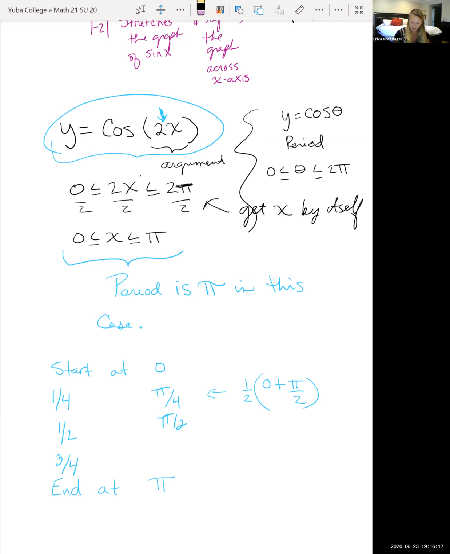If I want to figure out my 3/4 value, that's the halfway mark between pi halves and pi. So to get that number, I can take 1/2 times pi halves plus pi. I'm going to write pi as 2 pi over 2, just for the common denominator. This is 1/2 times 3 pi halves, which is 3 pi fourths.